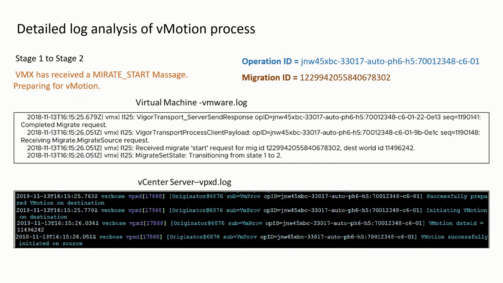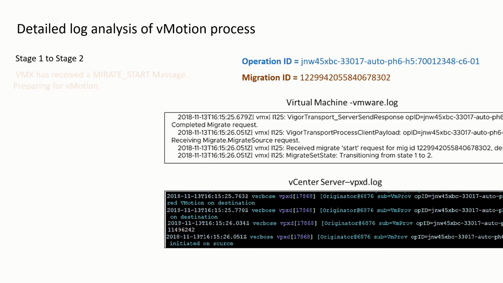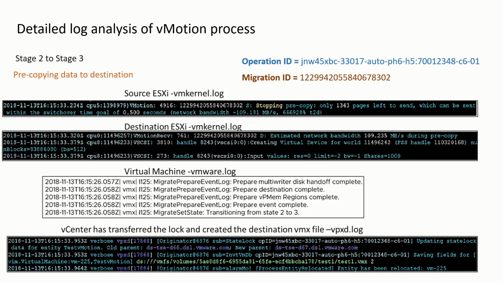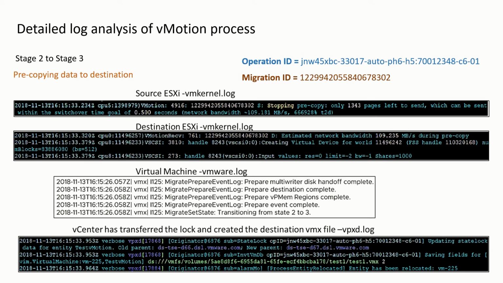In this state, VMX receives a migration start message and prepares the VM for the vMotion. The virtual machine moves to state 2. At this state, if you look at the VM kernel log of the source and the destination ESXi servers, you will notice that the network connection is started between both ESXi servers. In stage 3, pre-copy starts from the source ESXi host to the destination ESXi host, and vCenter server transfers the log to the destination VMX file.